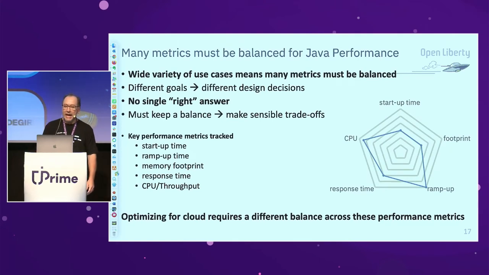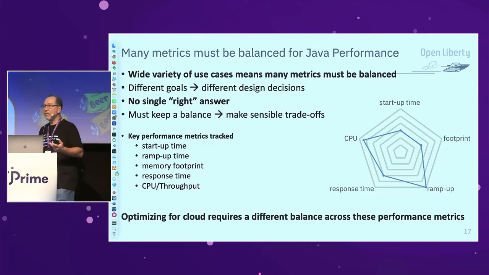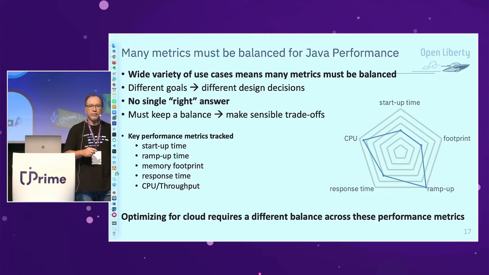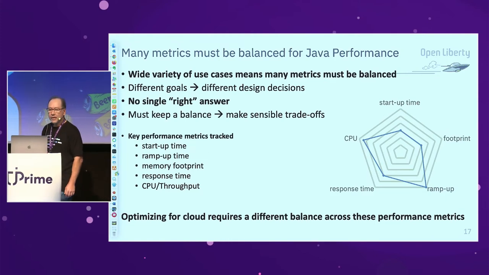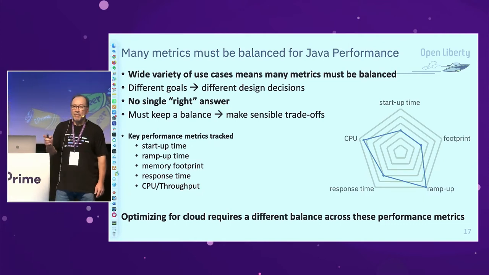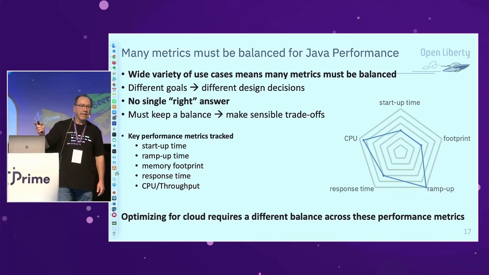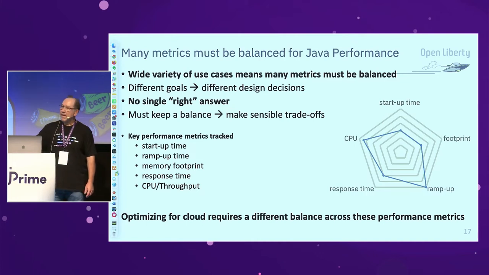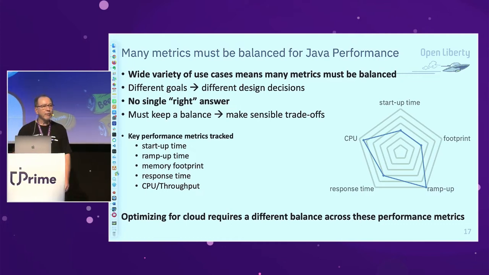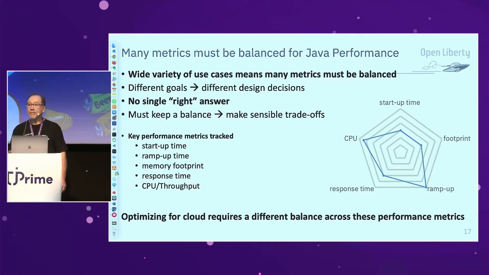JVM providers now have to balance a new set of metrics, and there is no right answer. They can focus on one and not on some others, whatever they think is the most important that developers need. So here are the metrics. We have startup time. That's the time it takes for your service to service its first request. We have ramp-up time. That's the time it takes for your service to be totally optimized. That means any memory it needs to allocate is allocated, any methods that need to be compiled have been compiled, and you're ready to roll. Then memory footprint: how much actual memory is your JVM taking in the container?